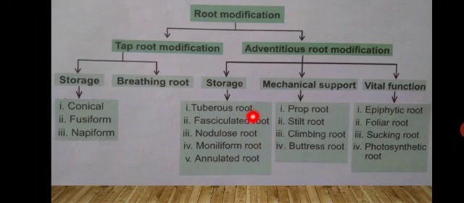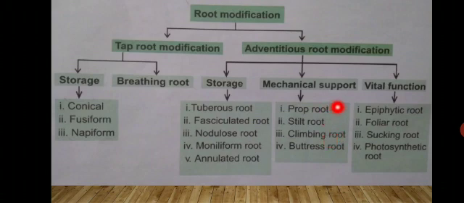These are some of the examples for the storage root system in the adventitious root modification. Next one is called mechanical support. Some of the trees are more in girth, so the roots give mechanical support. There are 4 types of mechanical support: prop root, stilt root, climbing root, buttress root.